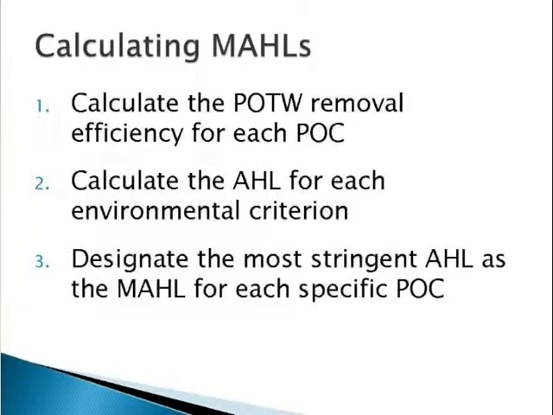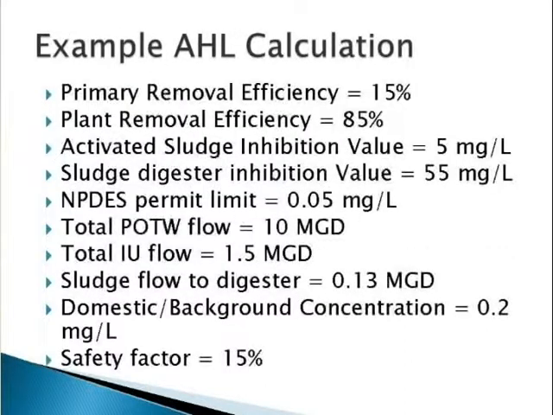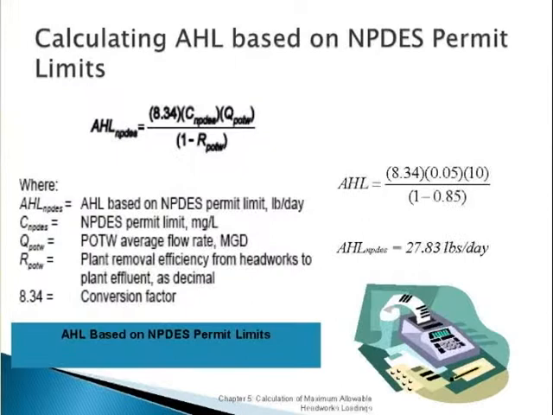more about analyzing data. Here's more data they should be submitting to you for review if they're submitting their local limits. And then the POTW is supposed to calculate their maximum allowable headworks loading. So they have to calculate the removal efficiencies and the allowable headworks loadings for each of the criterion. Here's an example of how to do the math.